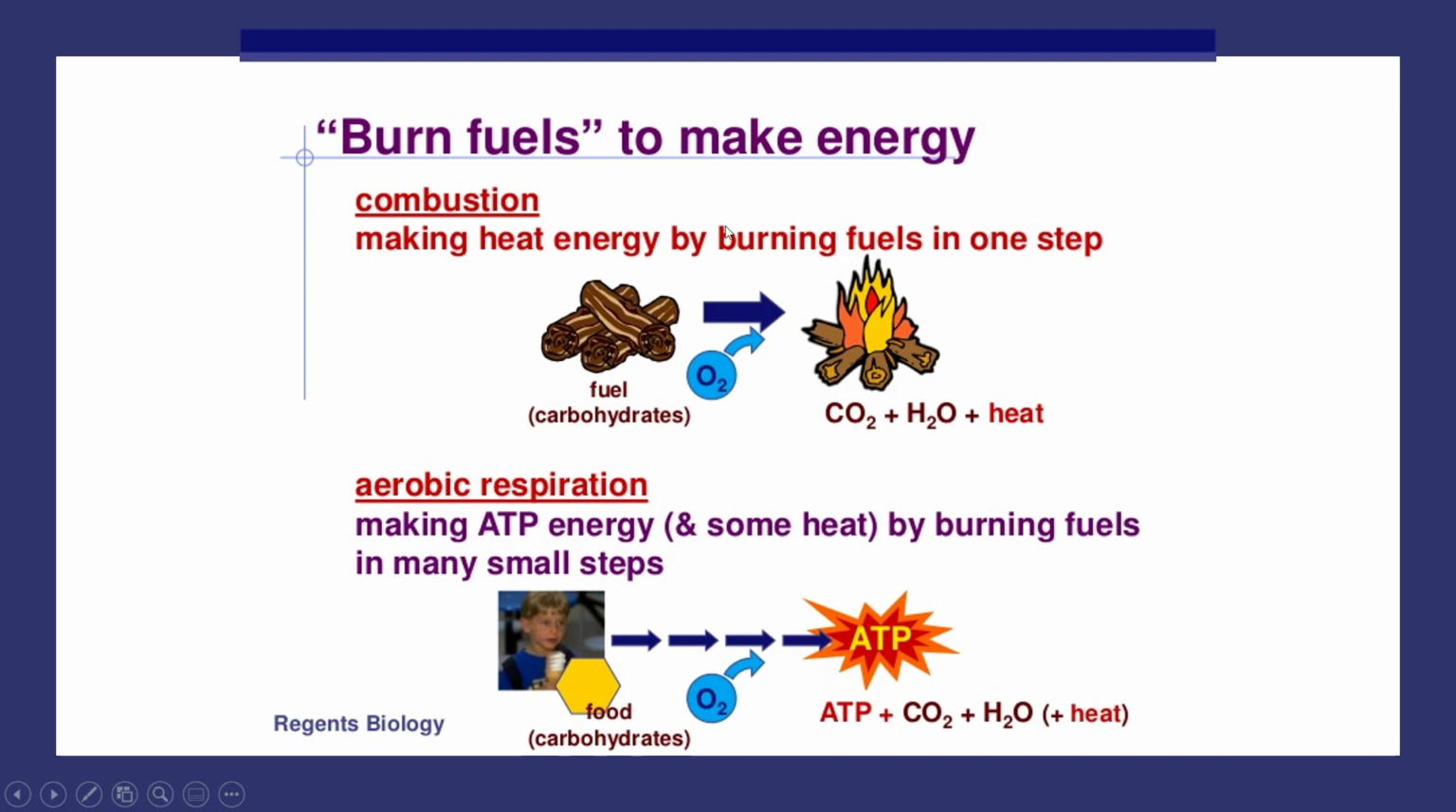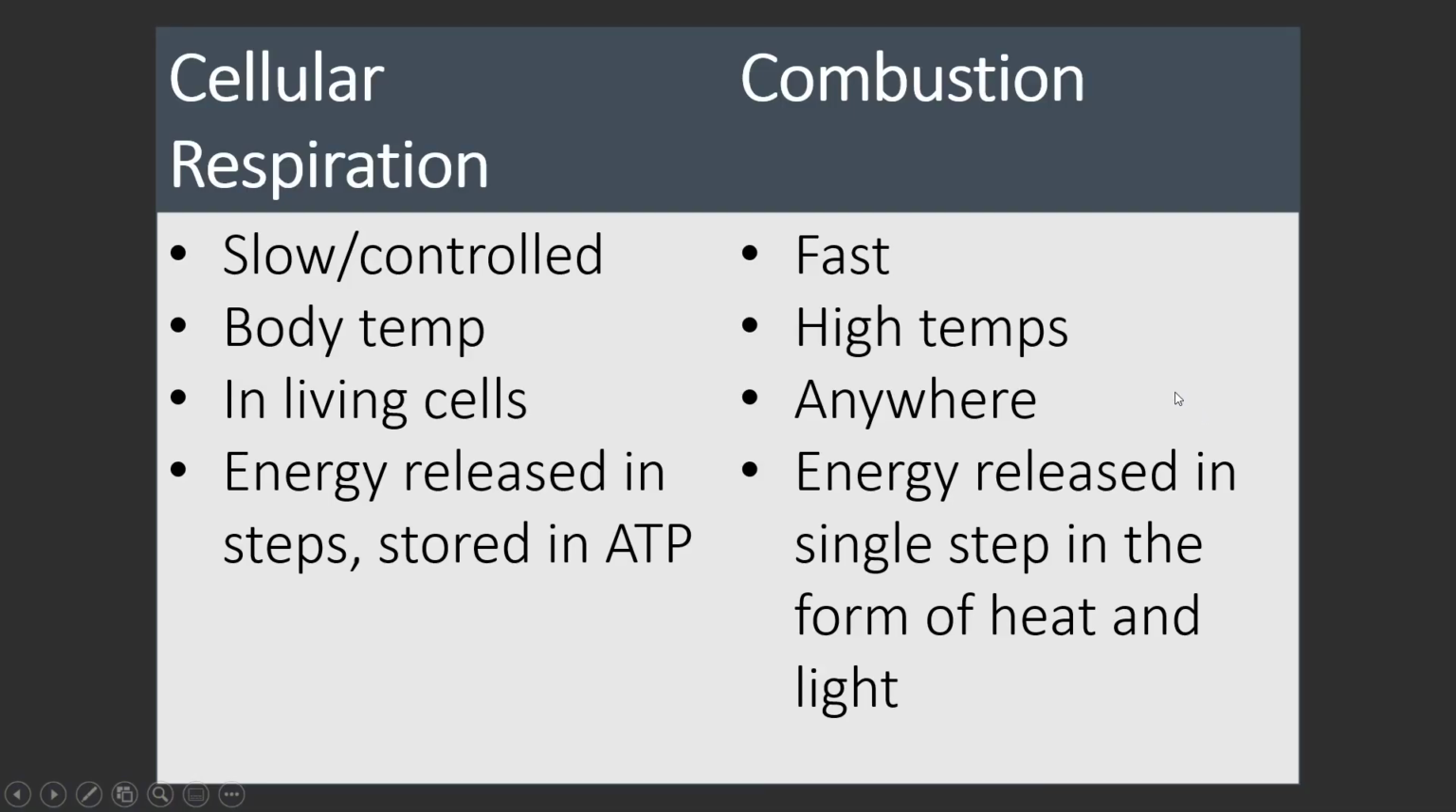So we burn fuels to make energy. We have combustion, which makes heat by burning fuels in one step. We just burn it. Aerobic respiration is a little bit different. It still is combustion, but this is where you create ATP and a little bit of heat by burning fuels in many small steps. This is the process that your body goes through to produce your energy versus the combustion of organic material to produce our electrical energy or heat energy.